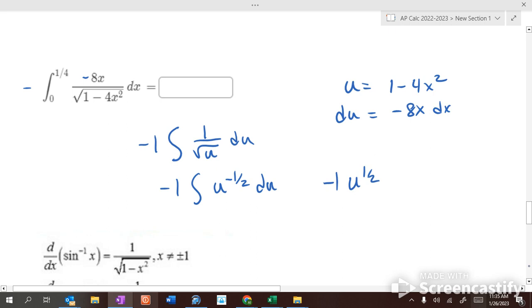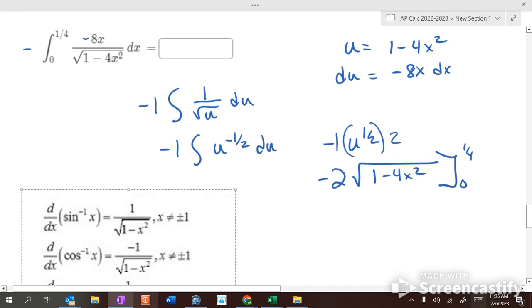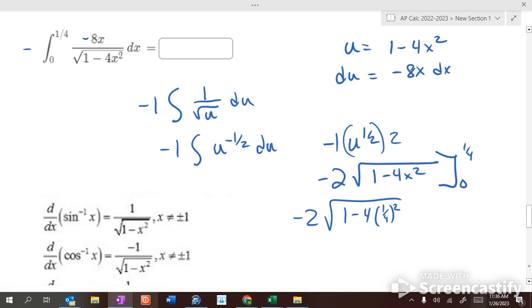U to the 1 half. And then you need to multiply this by what? By 2 to get rid of that 1 half. Plus c. Okay. So it's negative 2 times the square root of 1 minus 4x squared. And it's not plus c because it's a definite integral, Mr. Birschbach. And you have to go from 0 to 1 fourth. So plug in the 1 fourth: negative 2 times the square root of 1 minus 4 times 1 fourth squared, minus negative 2 times the square root of 1 minus 4 times 0 squared.